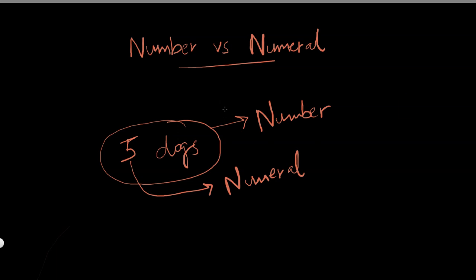numeral. So here we are using the symbol 5, which is a representation of the idea. That's why it's called a numeral. It's a bit confusing, but don't worry about it.